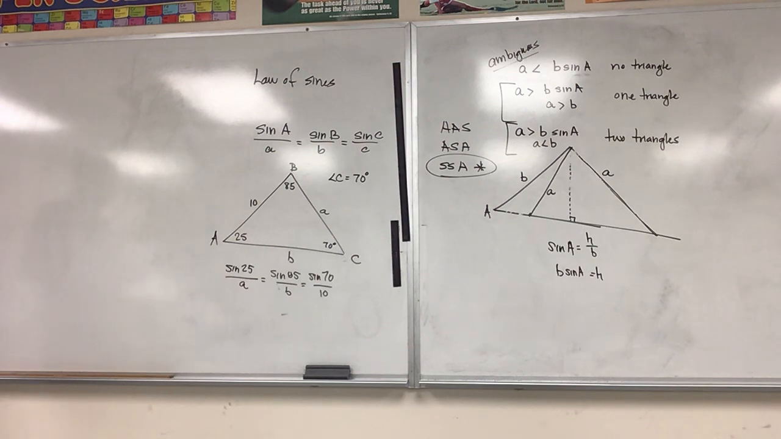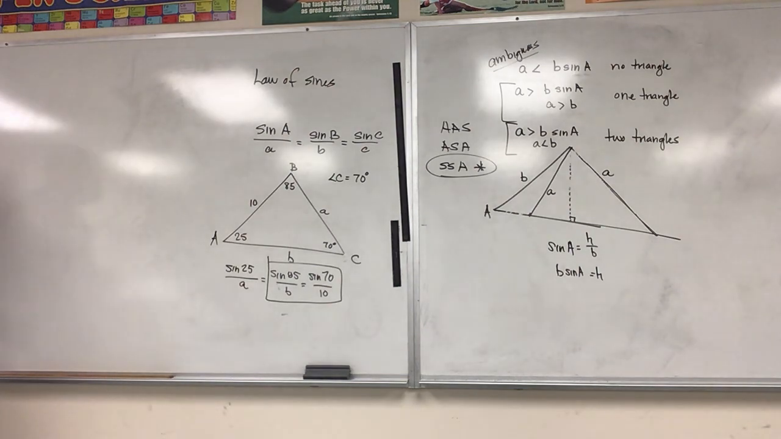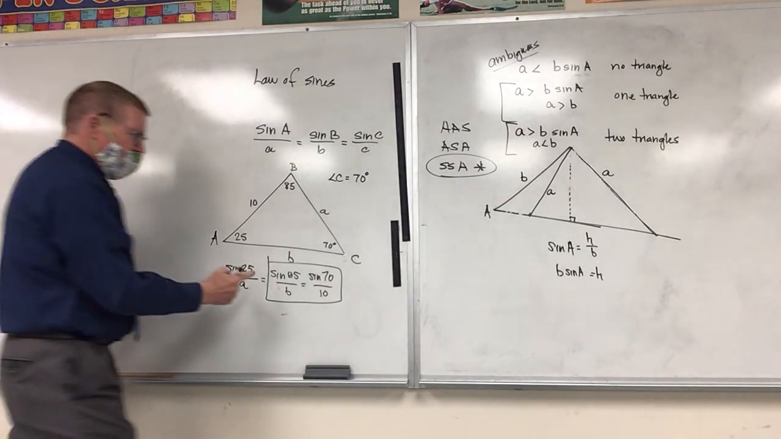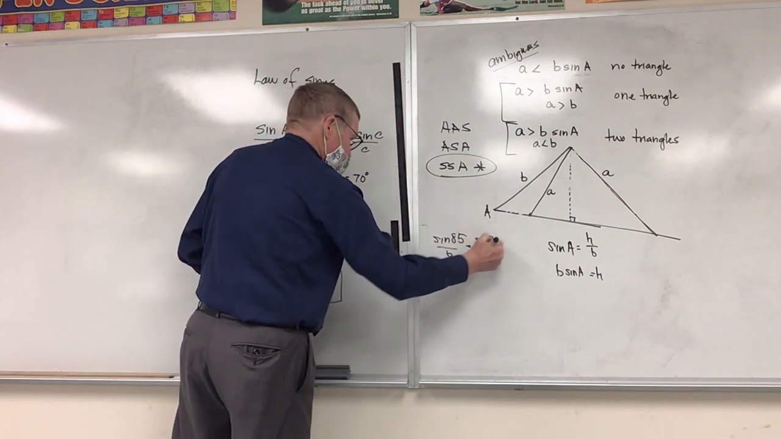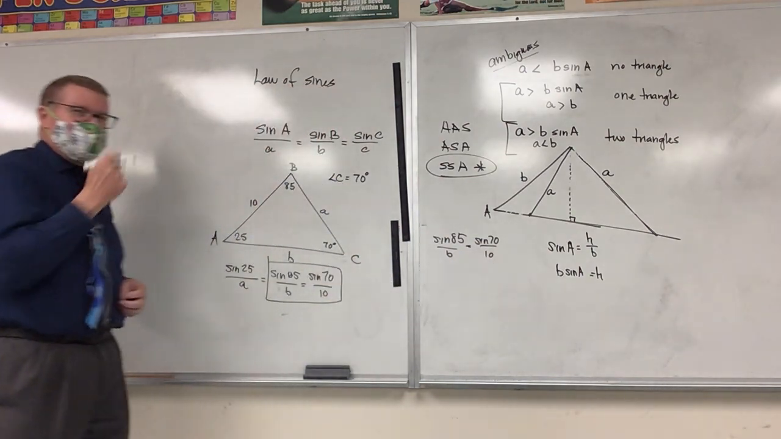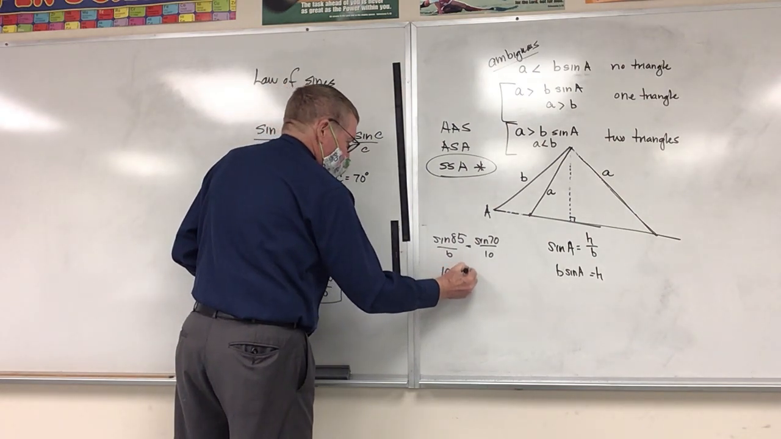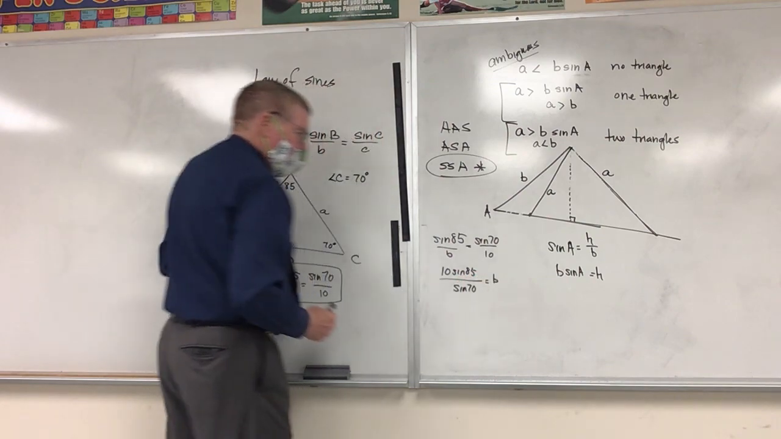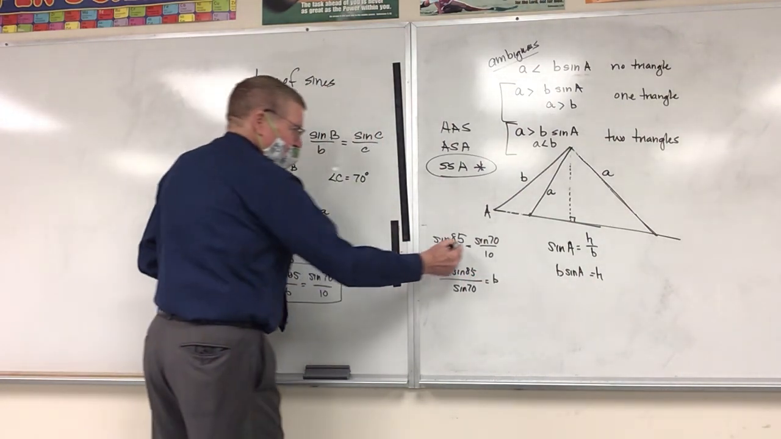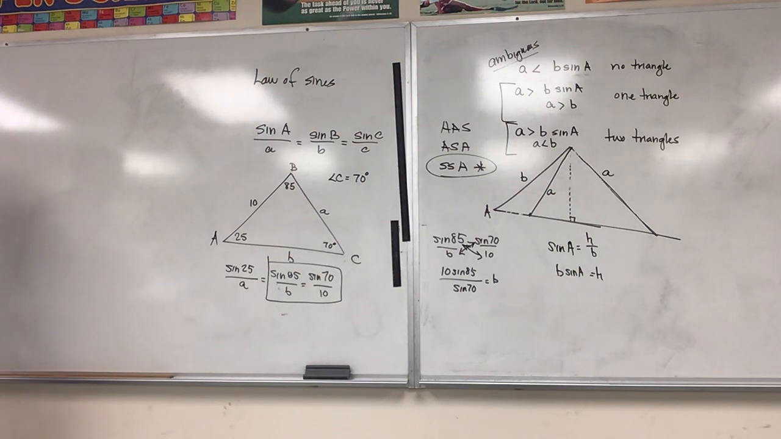So we're going to set up two proportions. We always want to find the unknown, so in every ratio proportion, I only want the one unknown. So this one here, sine of 85 over B equals sine of 70 over 10. Make sure our calculator's in degrees, because we're dealing with degrees here. So B equals 10 sine 85 over sine 70. Cross multiply, and then we divide. So we get 10 sine 85 over sine 70.